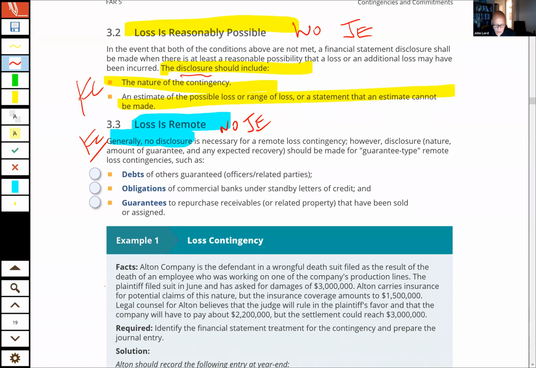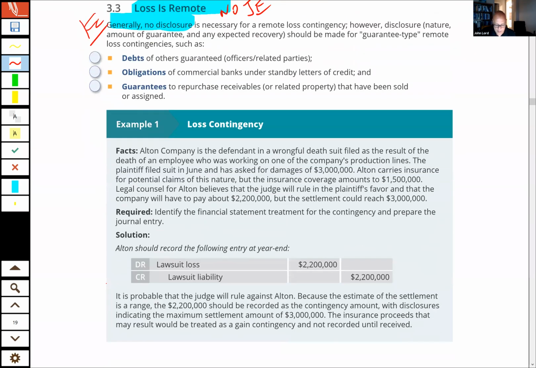Okay, good. Now we come over to a loss contingency example. Alton is a defendant in a wrongful death suit. Thanks a lot for making us think of death here when we're getting ready to end class, right? It's the result of the death of an employee who was working on one of the company's production lines. The plaintiff filed suit in June and has asked for damages of $3 million. Alton carries insurance for potential claims of this nature. I want to underscore that because this is interesting, of 1.5 million.